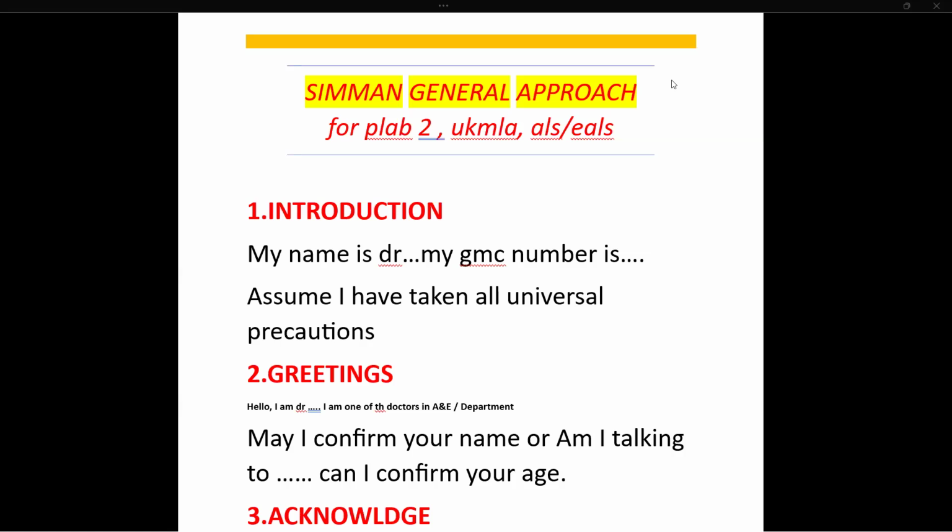This journal approach I have made for you guys, and by using this approach, I have got 12 out of 12 in my Simman station in my PLAB 2 exam, and I also cleared my ALS exam by the UK Resuscitation Council by using this approach. This is the most widely used approach, and it is so simple. By using this journal approach, you can never skip any important part in your station or exam. So without wasting any time, let's start.